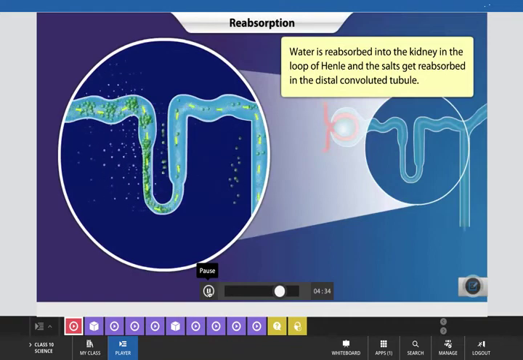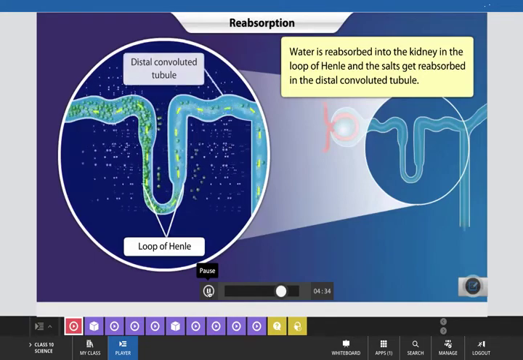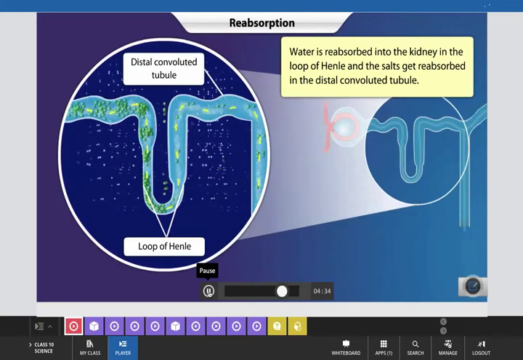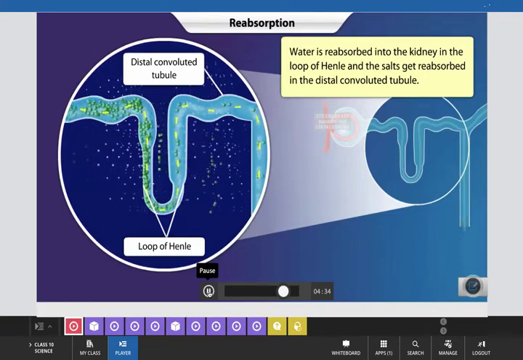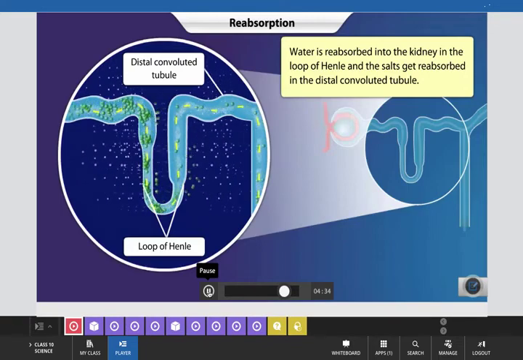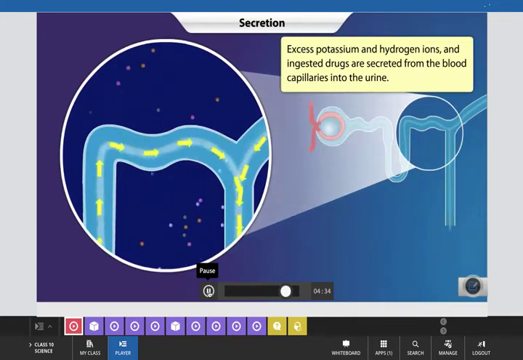Water is reabsorbed automatically into the kidney in the loop of Henle, and salts get reabsorbed in the distal convoluted tubule. The solution that reaches the end of the tubule is concentrated urine. Substances such as excess potassium and hydrogen ions and ingested drugs are secreted from the blood capillaries into the tubules to be excreted in the urine. This process is called tubular secretion.